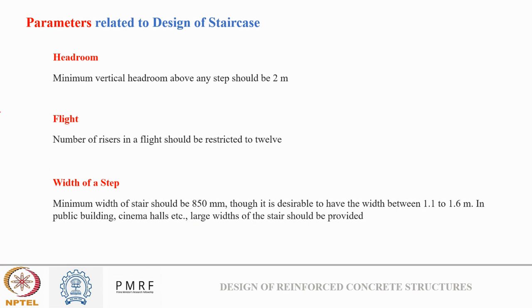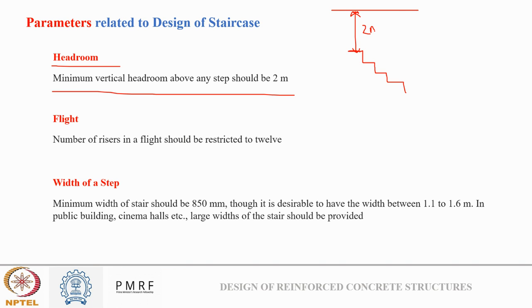Next is headroom. Headroom, we saw what it is: the vertical distance between the roof and the step or the riser of a step. The minimum vertical headroom above any step should be 2 meters. Why? So that it is convenient for movement. Suppose this is my last step. These are my series of steps and this is my ceiling. This distance between the last step and the ceiling should be at least 2 meters. So you need to design your steps accordingly.